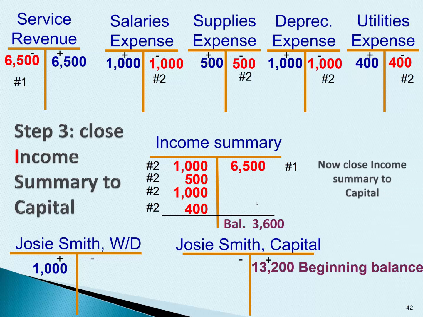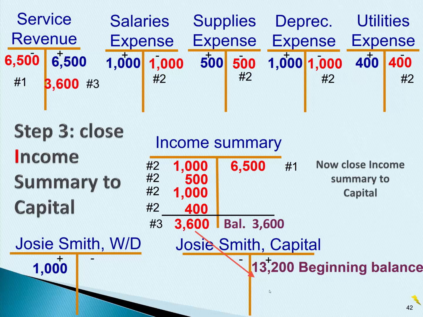So now we're going to close income summary to capital. So notice income summary has a balance of 3,600 on the right side. So to close it, we need to put a 3,600 on the left side. And where do we close income summary to according to our steps? Well, we need to close it to capital. So we're taking this net income and we're going to make it increase capital.